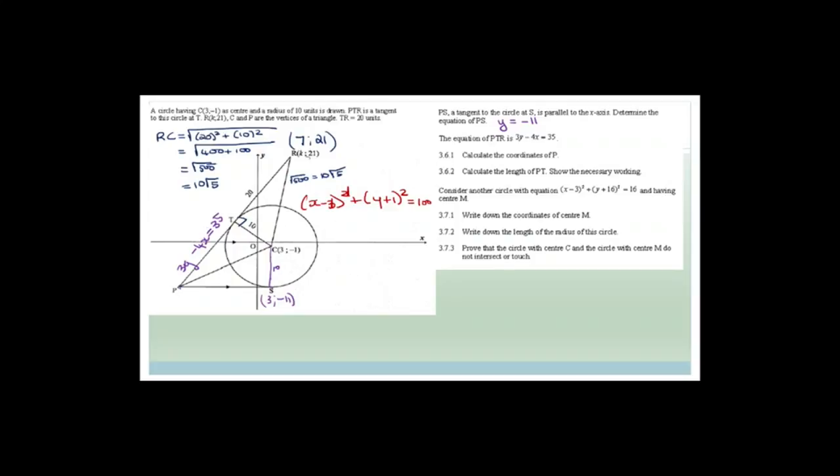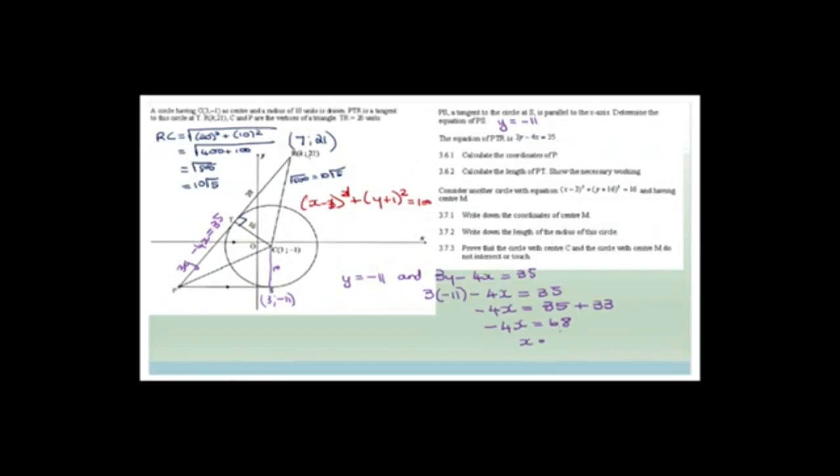So what we can do is equate these two equations. We have y equals minus 11, and we've got 3y minus 4x is equal to 35. So we can substitute y being minus 11 into here. We've got 3 times minus 11 minus 4x is equal to 35. 3 times 11 is 33. When we take it across, it becomes an add. So minus 4x is equal to 35 plus 33. So minus 4x is equal to 68.